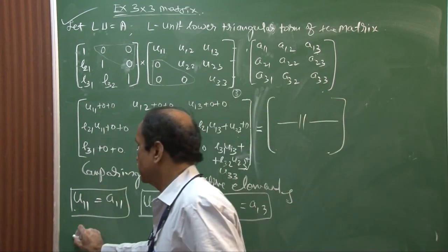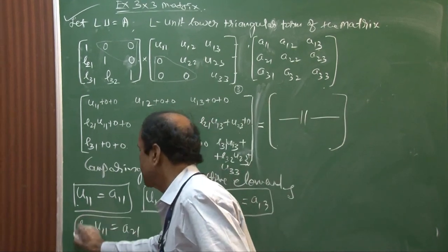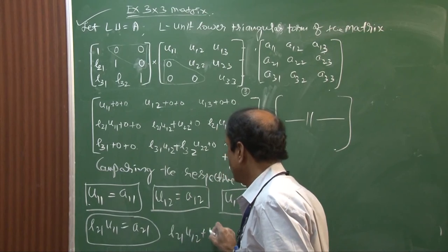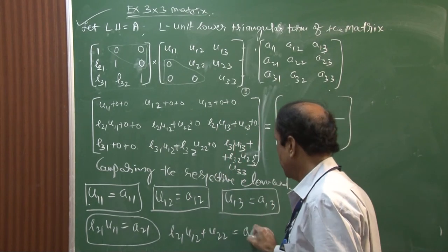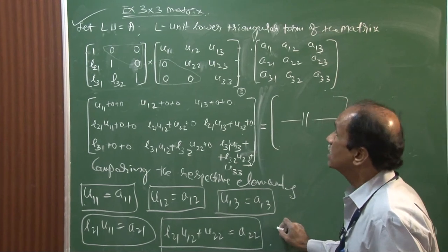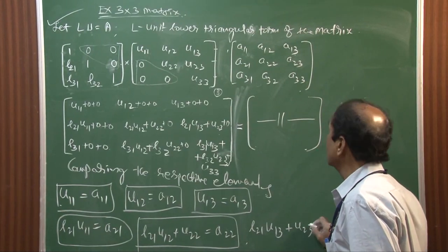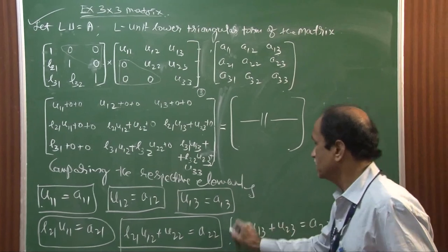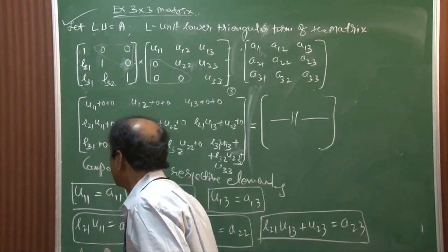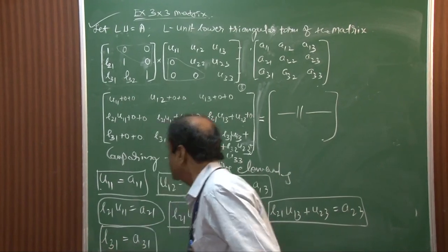Now, L21 U11 is equal to A21 in the respective comparison. Next, this is L21 U12 plus U22 is equal to A22. This is the next calculation from the second row. Next, this one: L21 U13 plus U23 is equal to A23. This is the second row operation. Now third row operation, that is L31 is equal to A31. Correct? L31 is equal to A31.